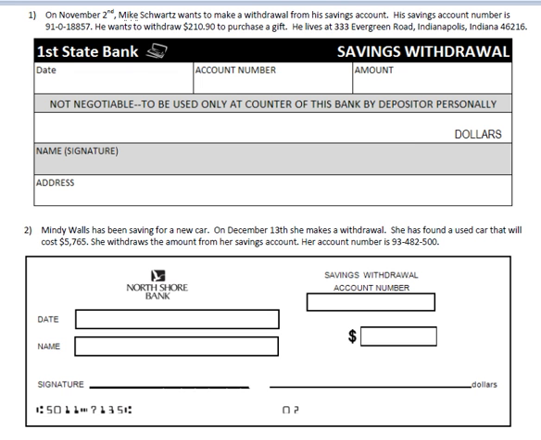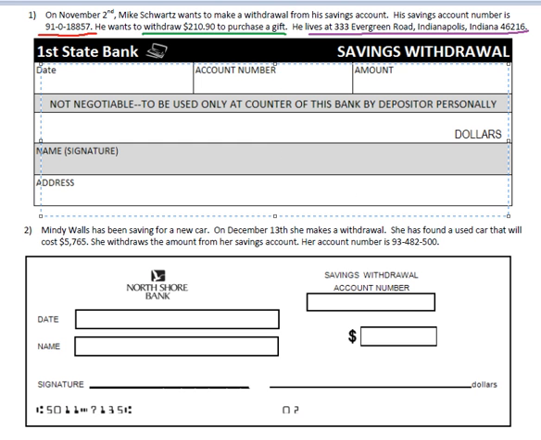On November 2nd, Mike Schwartz wants to make a withdrawal from his savings account. His savings account number is 910-18857. He wants to withdraw $210.90 to purchase a gift. And it even gives his address, where he lives. Well, we're going to use all this info to fill this document out.